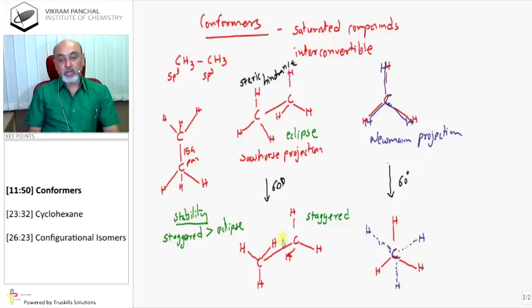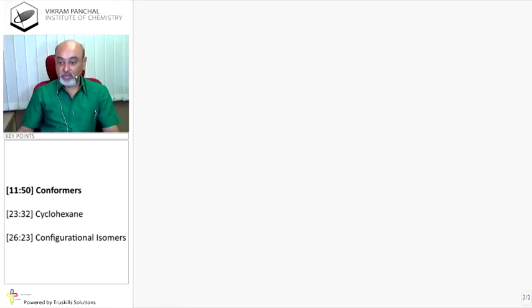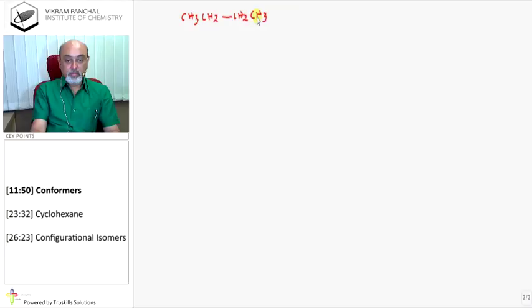So these are conformers or rotamers. We can have rotamers in other molecules than ethane also, like in butane. In butane there will be more than this. Suppose we take butane, CH3, CH2, CH2, CH3. Considering these two carbons as the central carbons, we can draw the Newman projection of this like this.